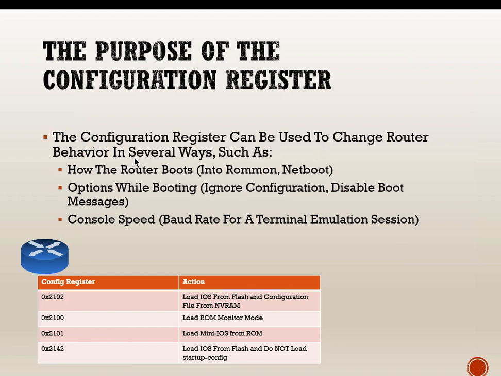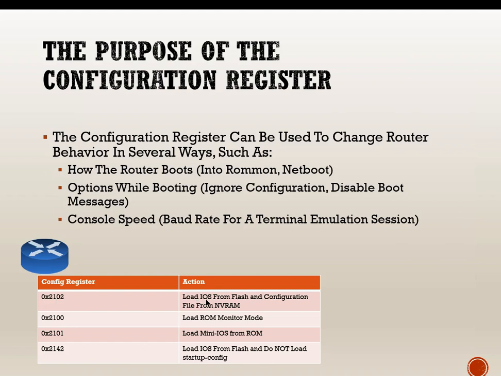It can be used to change the router behavior in ways such as how the router boots into ROMMON, NetBoot options while booting, ignore the configuration file, which is what we're going to do, disable boot messages, console speed, baud rate, all sorts of things. And you can see down here the configuration register addresses or numbers, and 0x tells us there's going to be a hexadecimal number.